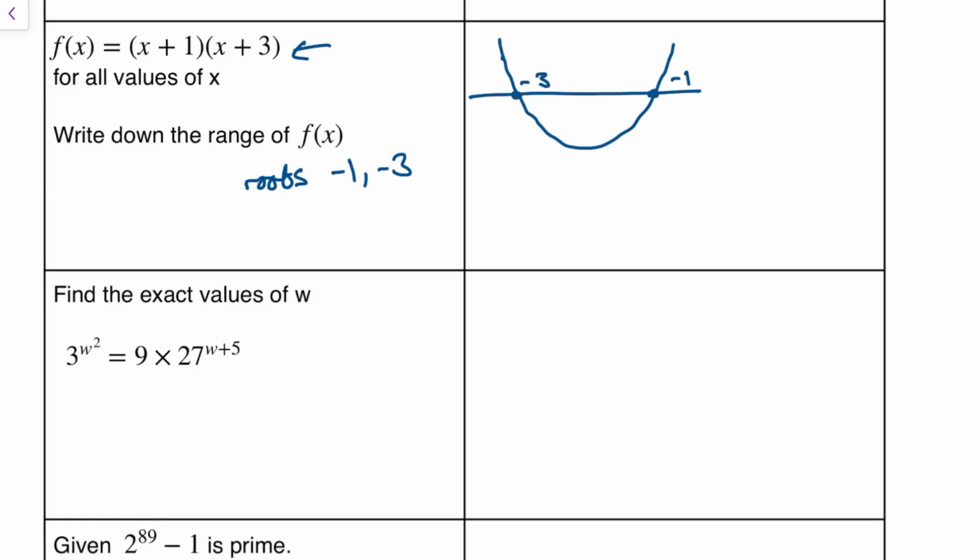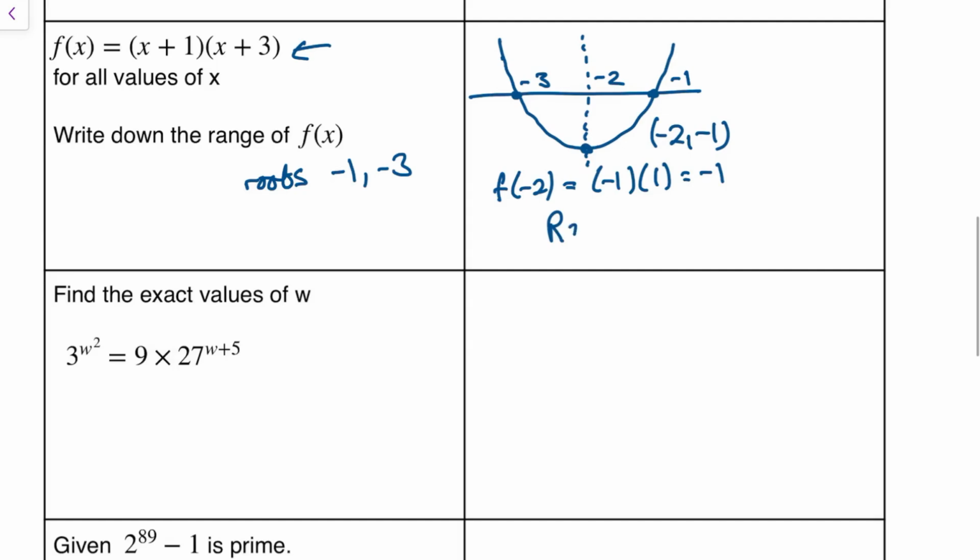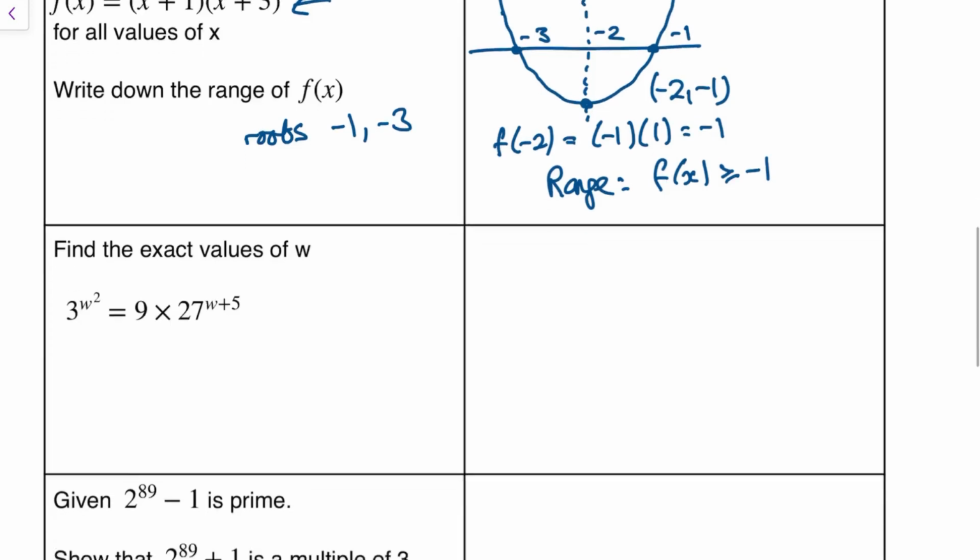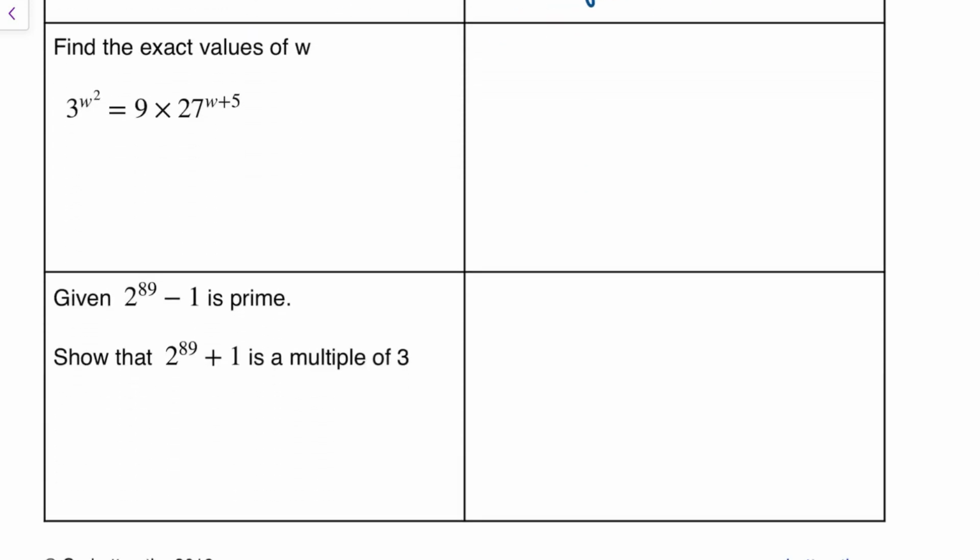Now we know from quadratics they are symmetrical. So therefore the number in between, which is minus 2, is going to be where my turning point is. And if I put minus 2 into f of x, in other words, f of minus 2 is equal to minus 2 plus 1, which is minus 1, times minus 2 plus 3, which is 1, which is equal to minus 1. So my turning point is minus 2, minus 1, which means my range, and you've got to be careful here because you need to write f of x, is f of x greater than or equal to minus 1, and again greater than or equal to because I can get to minus 1. Good question.